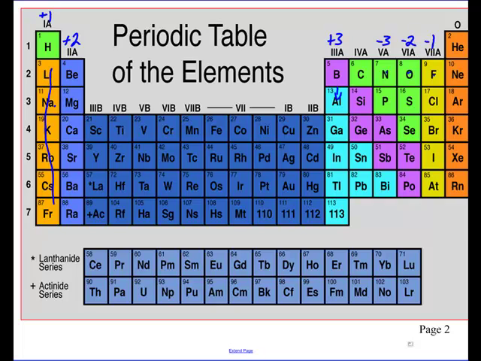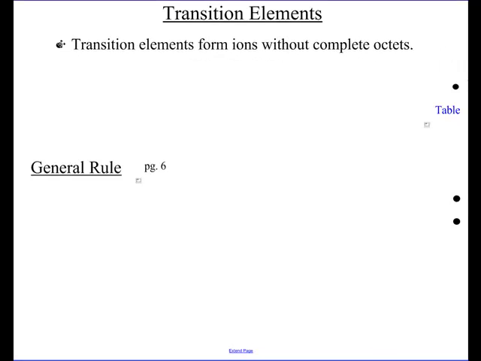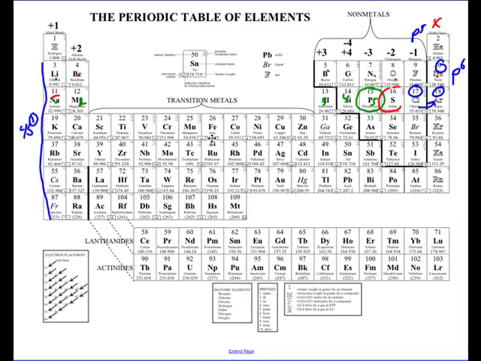All right, almost done. Now it gets tricky. I said we're going to talk about the transition section because it's a little different, right? Well, here's the problem with the transition elements. Dun, dun, dun. They form ions without complete octets. So it's not something you can go, oh, well, iron, let's go to my periodic table. Iron's always going to form a +1, 2, 3, 4, 5 charge. Or it's going to form, let's see, a +4 or +3. There's really no way to do it.